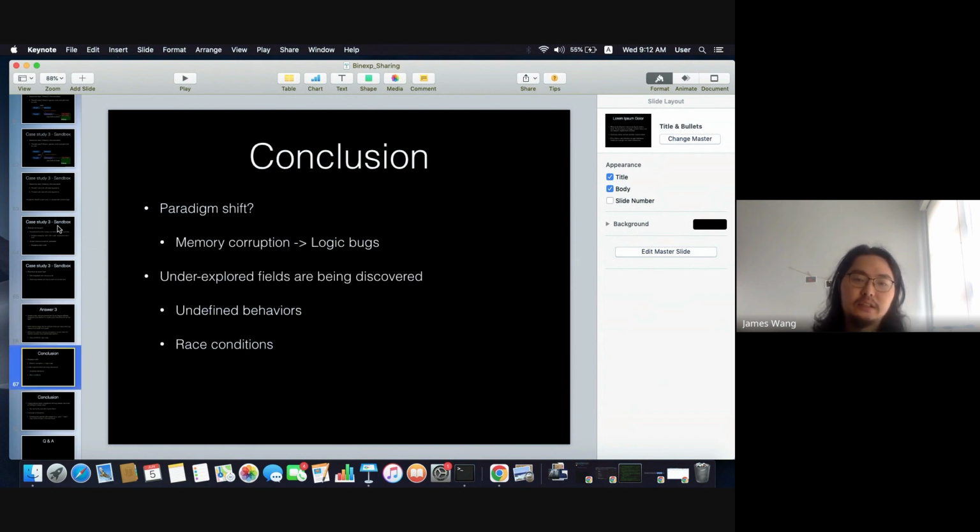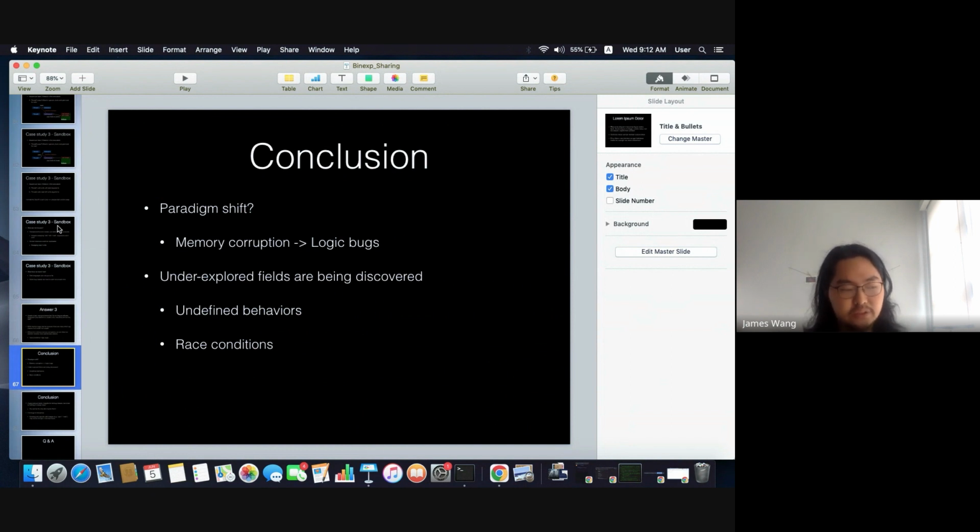And yeah, I guess that's all for sharing. And now I'm going to talk about the conclusion I have from my past few years of experience in binary exploitation. What I believe we're seeing in recent years is a paradigm shift. When I first started in security, 4 to 5 years ago, most of the bugs you saw were memory corruption bugs, probably 70 to 80% of the binary related bugs.